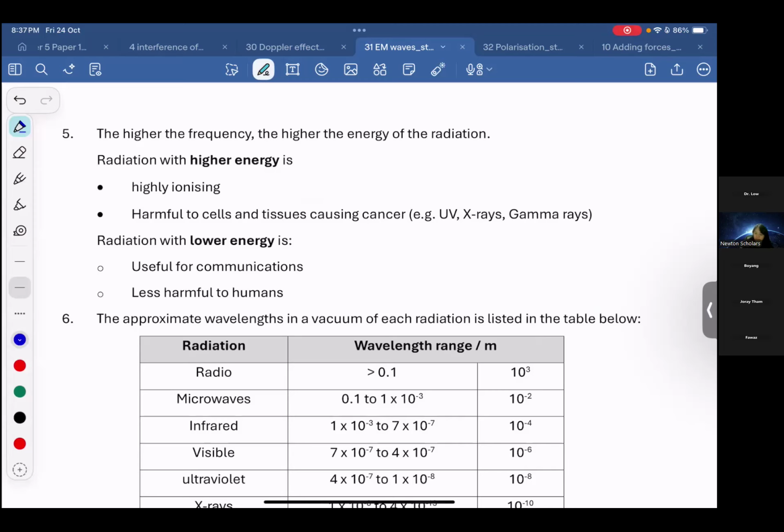Cannot, okay? Ionizing is this: let's say this is a molecule. Then the radiation comes here, hits it and knocks the electron out. So it will become positive, and here becomes negative. It becomes ions. So this is called ionizing. Radiation with lower energy is good for communication and less harmful. For example, we are using radio wave, we are using microwave, right? So this is safe for us.